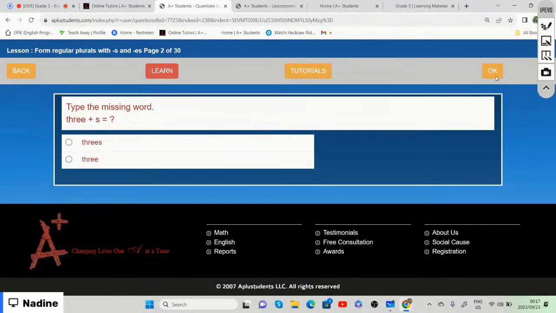We need to now type the missing word. Threes. So 3 plus S, is it threes or 3? 3 plus S. Is it the first option, which is threes, or is it the second option, which is 3?